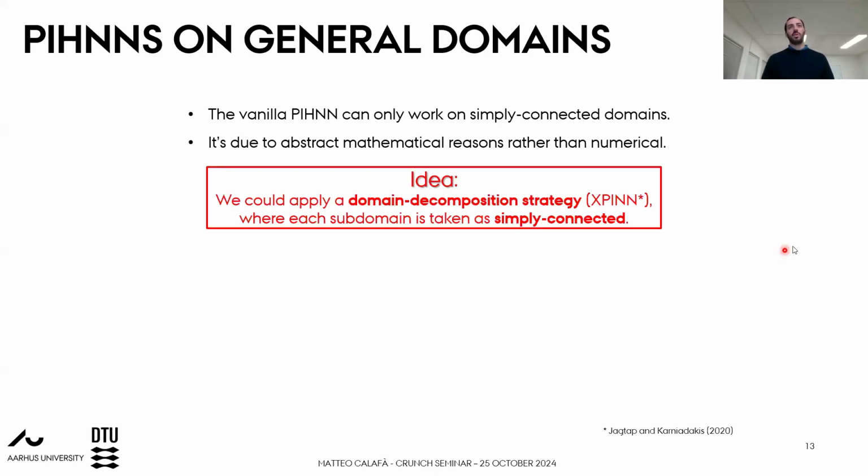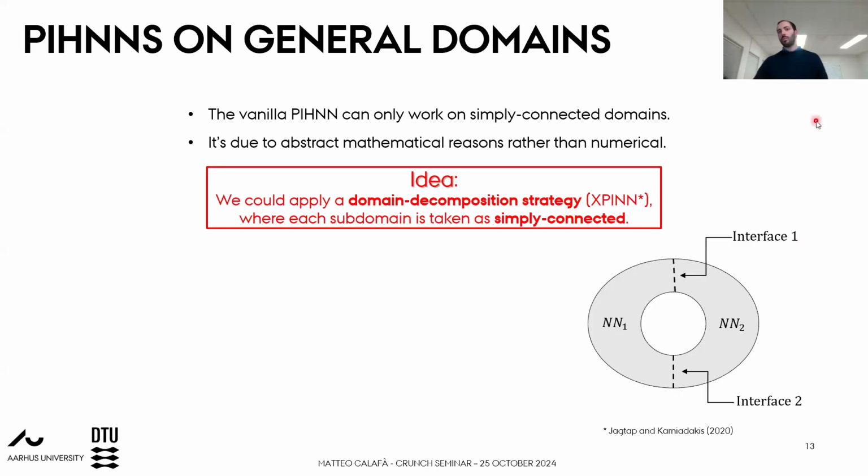And as anticipated, we think about the domain decomposition strategy, which is connected to PINNs and was proposed in 2020 as XPINN. And obviously one can take all subdomains to be simply connected. So the idea is as follows. For simplicity, we consider just two subdomains. If we consider a not simply connected domain such as a donut, we split the domain into two subdomains, left and right. We employ two independent networks, one that solves the problem on the left and one that solves the problem on the right. So these networks are theoretically independent.